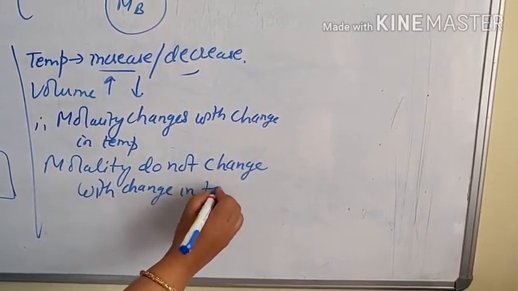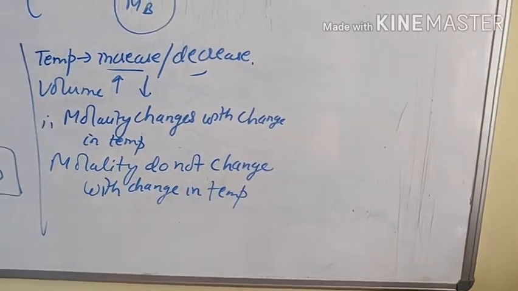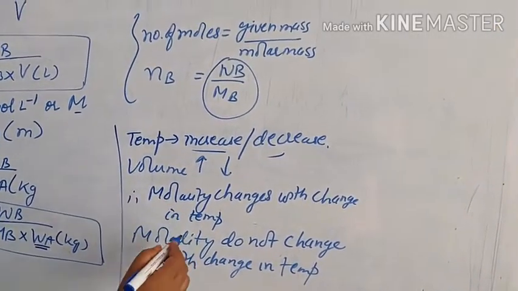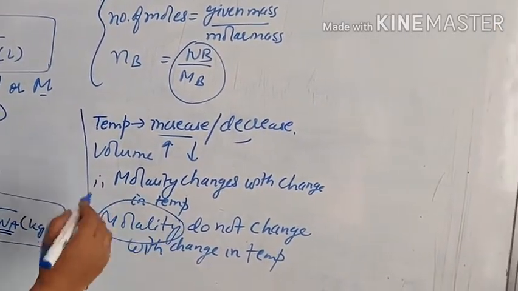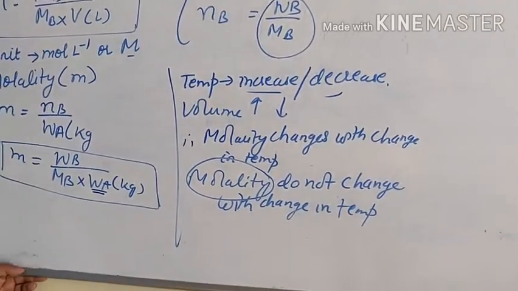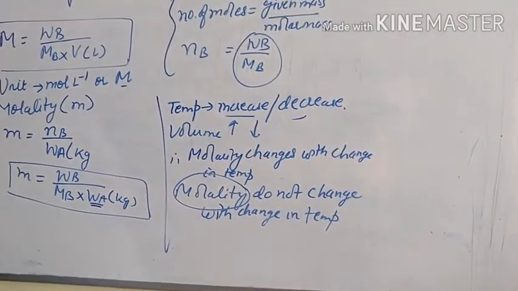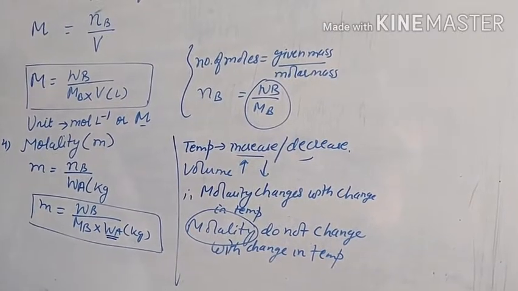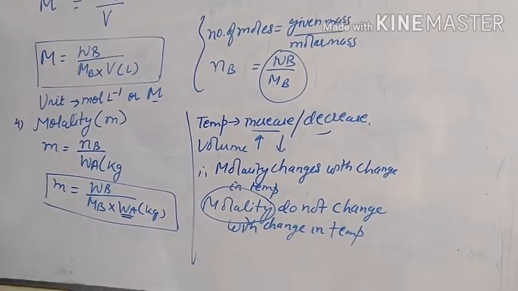So which is a better method of expressing concentration? Molality is a better method of expressing concentration because it is independent of temperature and does not change with increase or decrease in temperature.